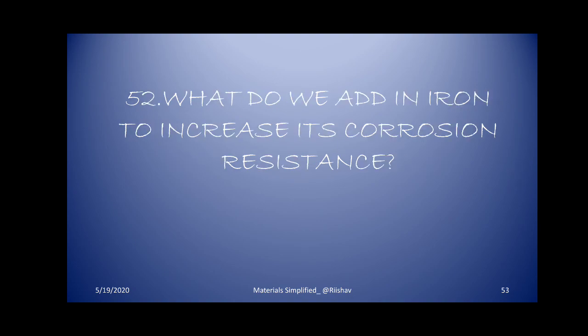What do we add in iron to increase its corrosion resistance? 52 questions. That's a long way to go. Well, yeah. Moving on. What do we add in iron to increase its corrosion resistance? Well, we add chromium. Chromium is an alloying element which we add in iron to increase its corrosion resistance. Chromium forms a protective layer at the grain boundaries. Obviously it's a foreign element, so it will be accommodated at the grain boundaries, so it forms a protective layer of chromium oxide, Cr2O3, which protects from corrosion.